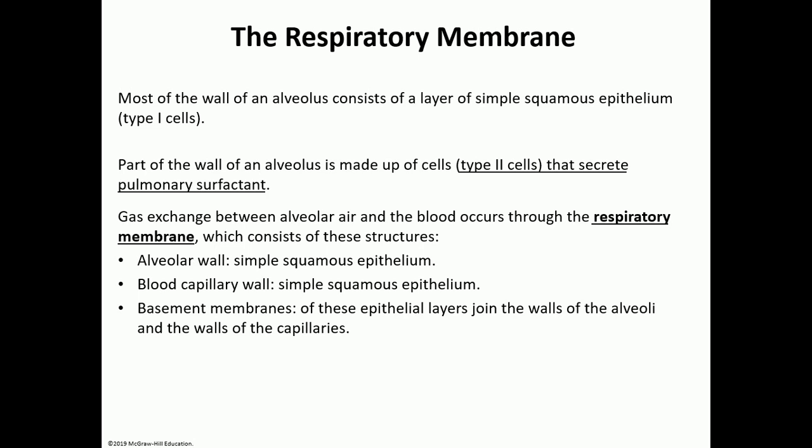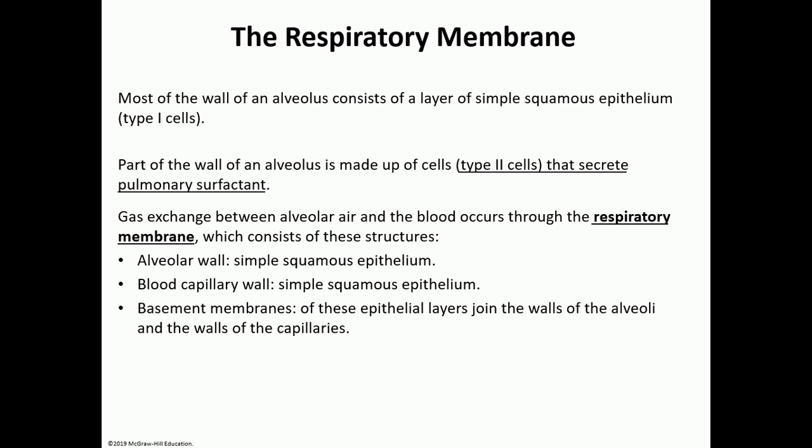And in order for oxygen or carbon dioxide to diffuse, it has to diffuse through what is known as the respiratory membrane. Okay, we want to take a look at the breakdown of what the respiratory membrane is. There are two different kinds of cells that are found there. We have the simple squamous epithelium, and that is the type 1 cell. The type 2 cells are the cells that make pulmonary surfactant.